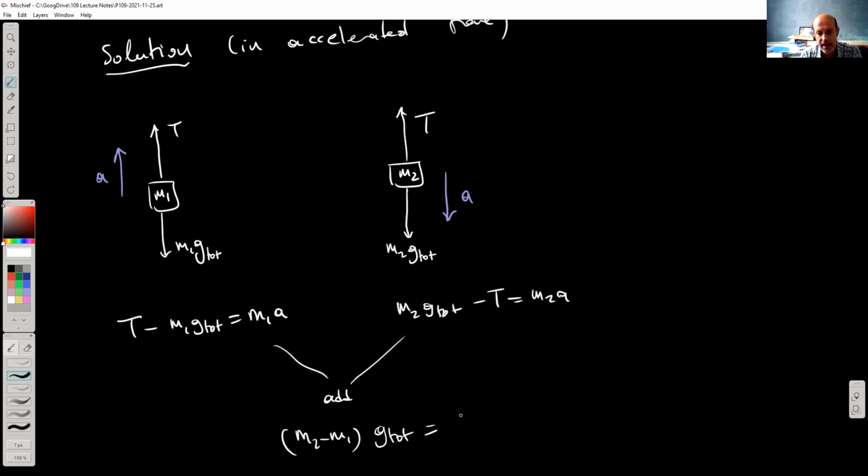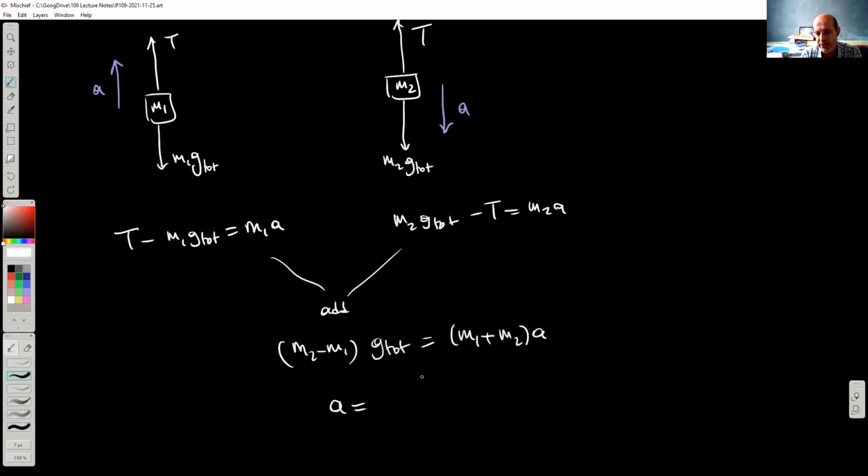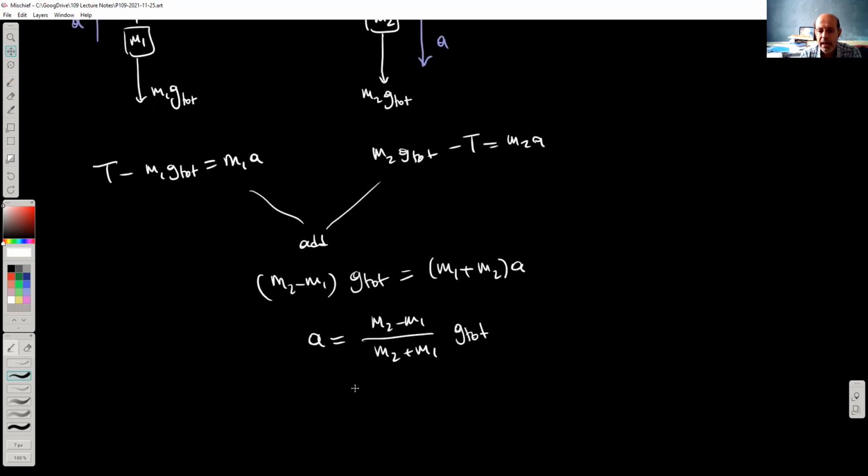And then M1 plus M2 times A in here. So we find the acceleration to be equal to the difference of the masses divided by the total mass times G tot. Okay. Let me just quickly do this. M2, I said that it is 3 kilograms. M1 is 2 kilograms. And the total gravity is 15. So we get 3 meters per second squared.